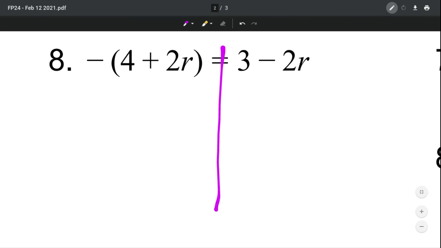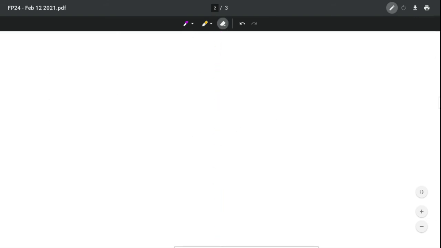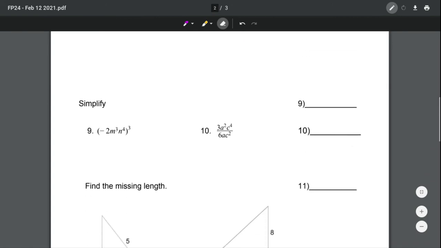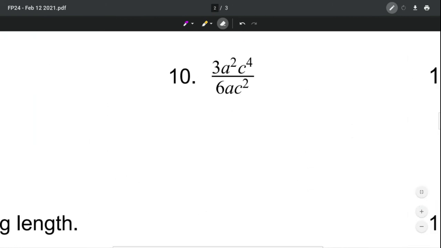So number 8. No. That's not at all what I was doing. Not number 8. I think I said number 10. Okay, Mrs. Golding, just calm yourself. All right, number 10.